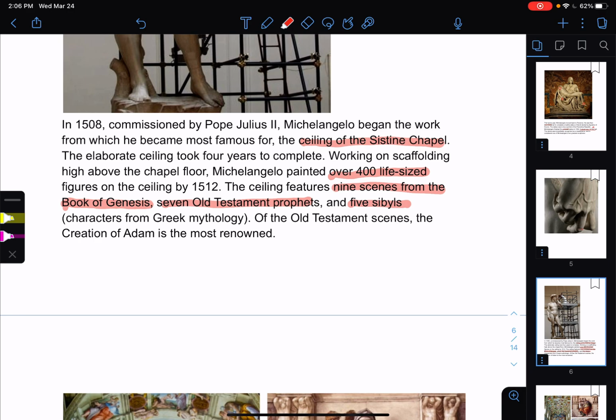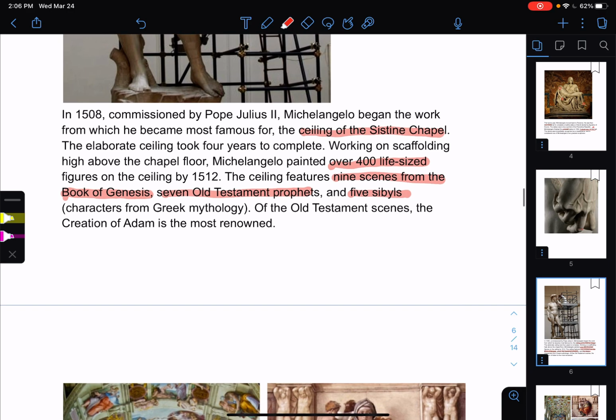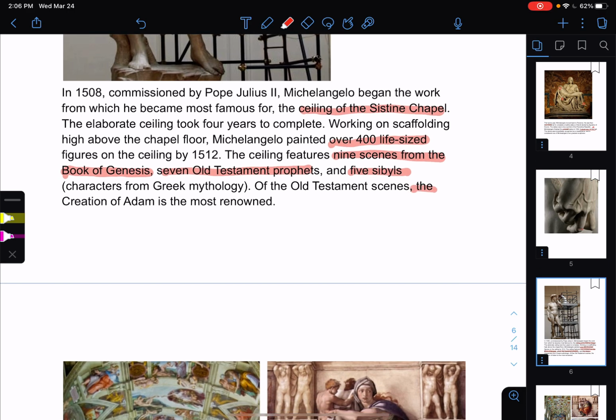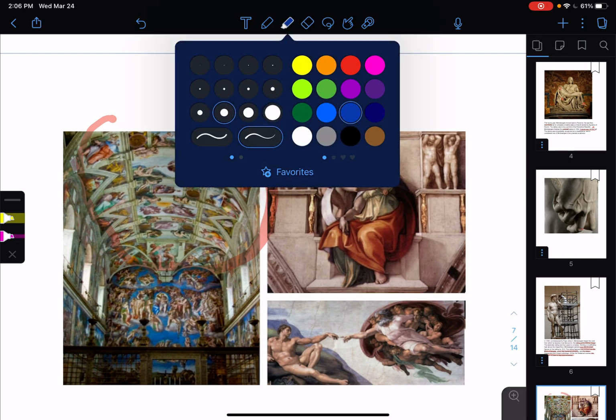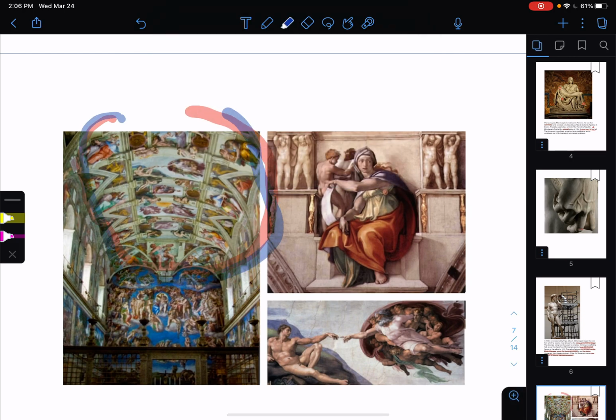Characters from Greek mythology. Of the Old Testament scenes, the creation of Adam is the most renowned. So think about what the word renowned means. Okay. So here's the ceiling. It's pretty huge. It's this part right here, the top part. He does this one here eventually, this one. And here are some scenes.